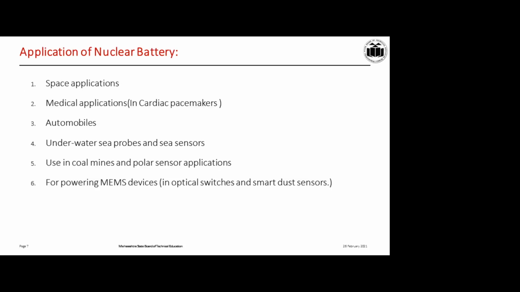These are the applications of the nuclear battery. Due to its long life, small size and light weight, the most important application is preferably in space. It can be used in medical applications like cardiac pacemakers, automobiles, underwater sea probes and sea sensors, in coal mines and polar sensor applications, and along with this it can be used for powering MEMS devices like optical switches and smart dust sensors. So these are the various applications of the nuclear battery.